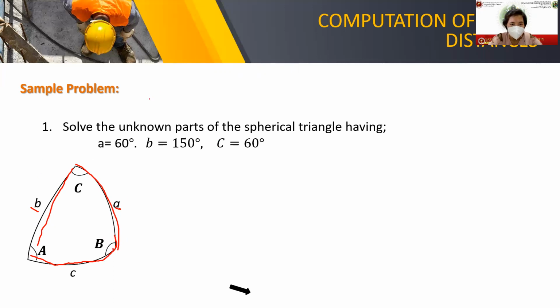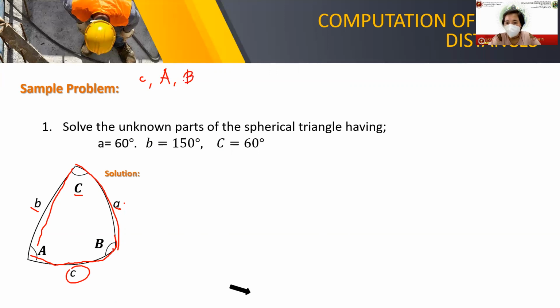Now, we have a given A, which is 60. We have angle B, which is 150. So this is 150, and this is 60. And we have angle C, which is 60. So solve for the unknown parts of the spherical triangle having this A, B, and C. We are going to look for the value of small letter C, which is the length of this portion here. We are also going to look for the value of interior angle A and interior angle B.